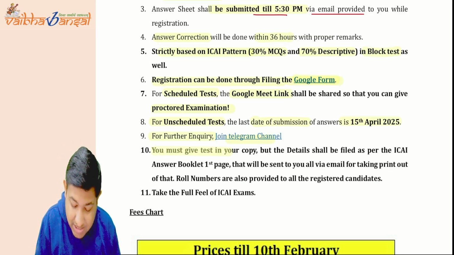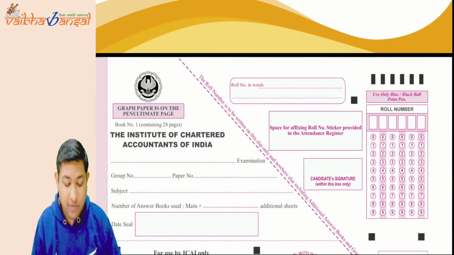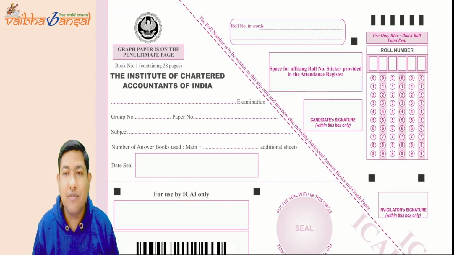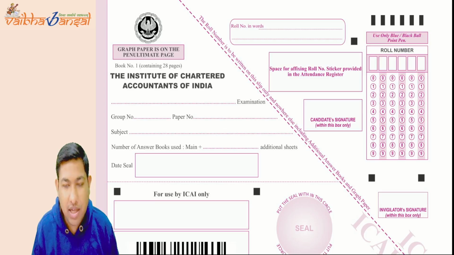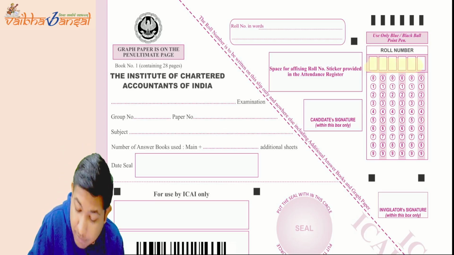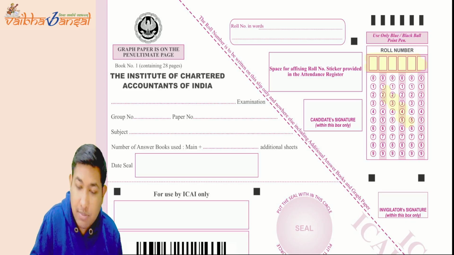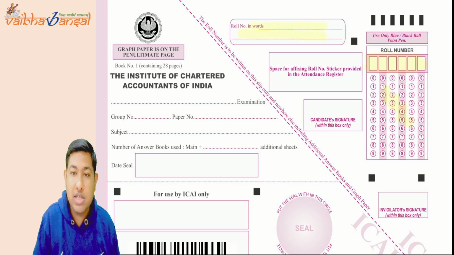And we will give you the same format of ICAI answer sheet booklet number, page number 1. See, this is the page number 1 that we are going to give you. This is the ICAI booklet, okay. Download it from the ICAI website only. We will also provide you the roll numbers, okay. You have to fill the roll numbers in words, you have to sign here, you have to fill all these details.